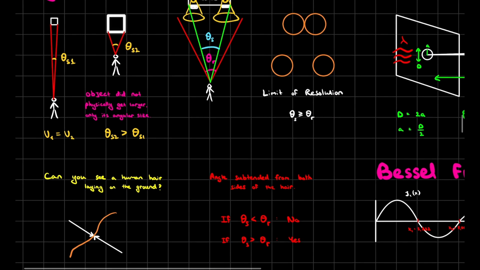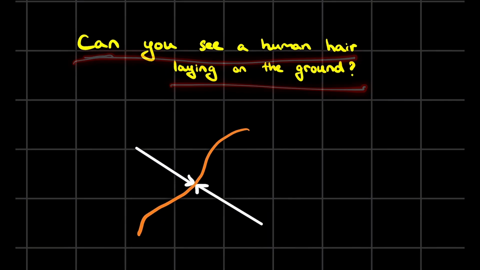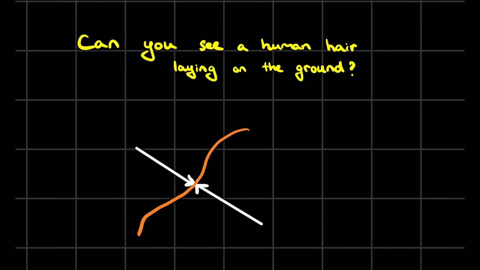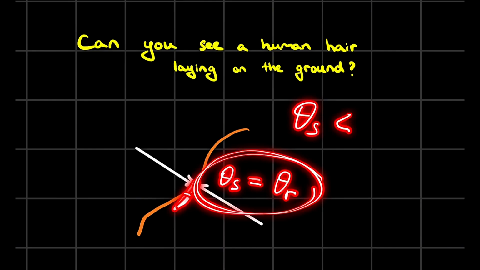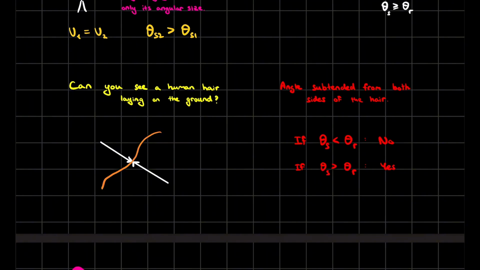Okay. The next question is like this: can you see a human hair lying on the ground? Well, to see it, its angular size must at least be equal to our angle of resolution, so we can resolve it. But if its angular size is smaller than our angle of resolution, then of course we cannot distinguish it from the surface that it is on.